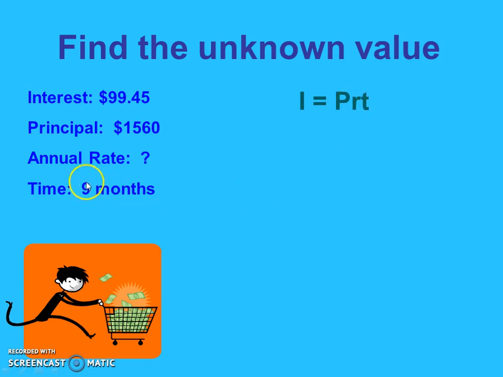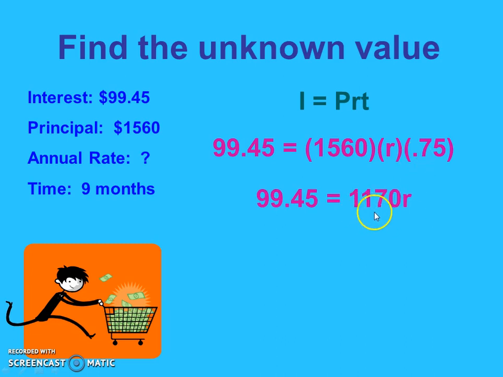Time, 9 months, again, we have to think about what that converts to. 9 months out of 12 months in a year reduces to 3/4, or 0.75. As I plug all of these in, I have to think about how I'm going to figure out that missing variable. First thing I'm going to do is multiply these two numbers that are on the same side together. So this 1,560 times 0.75 gives me 1,170. So the $99.45 comes from 1170 times R.